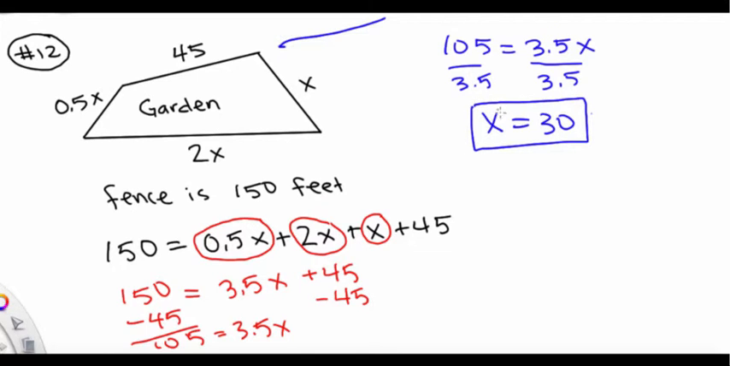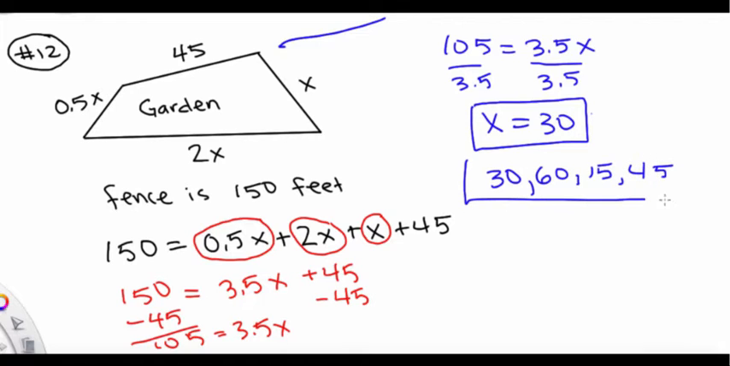Okay, that's only part of the answer though, because the question asks what is the length of each side of the garden. So then we need to go in here and we can say, okay, one side is going to be 30. One side is going to be 2 times 30, which is 60. Another side is going to be half of 30, which is 15. And finally, the last side is just 45. We already knew that. So this is the actual answer here, where the side lengths are clearly shown.